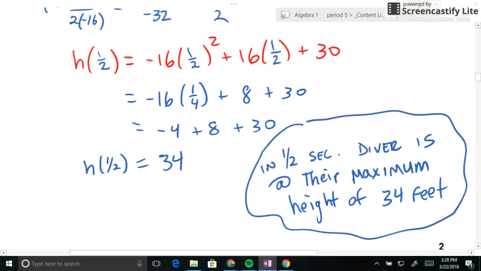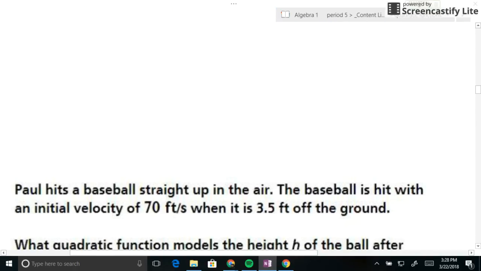So in a half of a second, the diver is at their maximum height, being 34 feet. And that answers that question. Moving on to the next question.